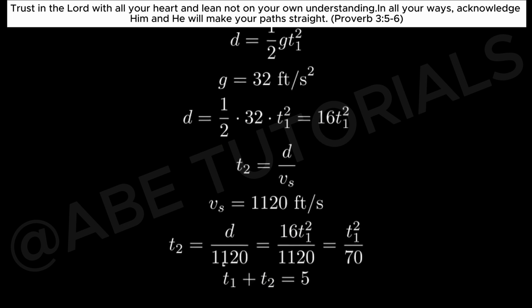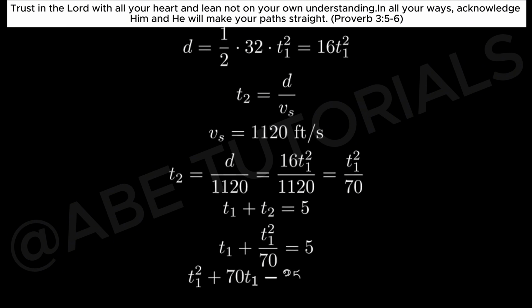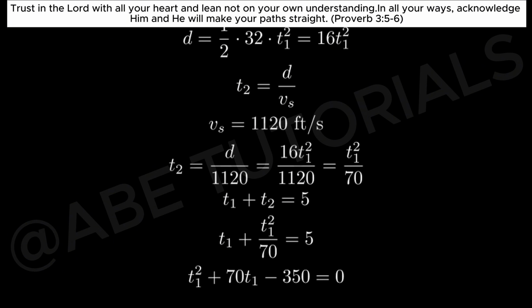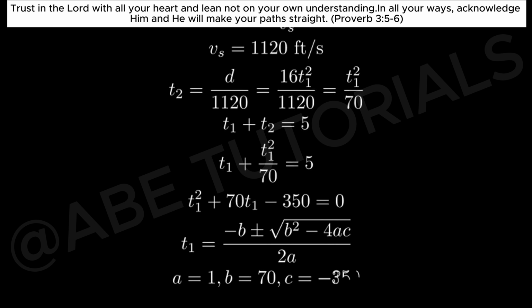Now let's combine what we know. We had the equation t1 plus t2 equals 5. We can substitute our expression for t2 to get t1 plus t1 squared over 70 equals 5. Let's rearrange this to standard form. t1 squared plus 70t1 minus 350 equals 0. This is a quadratic equation that we can solve using the quadratic formula.